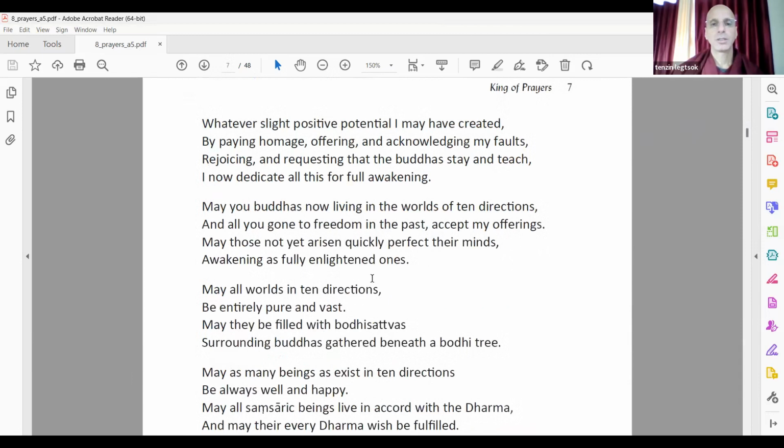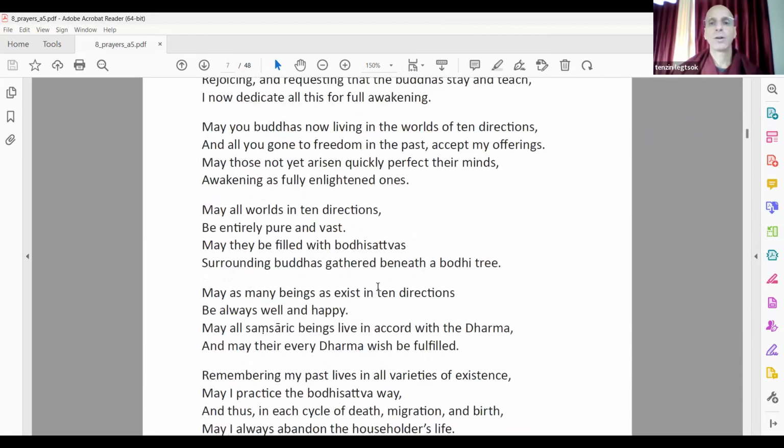May you Buddhas now living in worlds of 10 directions, all you gone to freedom in the past, accept my offerings. May those not yet arisen quickly perfect their minds, awakening as fully enlightened ones. May all worlds in 10 directions be entirely pure and vast. May they be filled with bodhisattvas, surrounding Buddhas gathered beneath a Bodhi tree. May as many beings as exist in 10 directions be always well and happy.